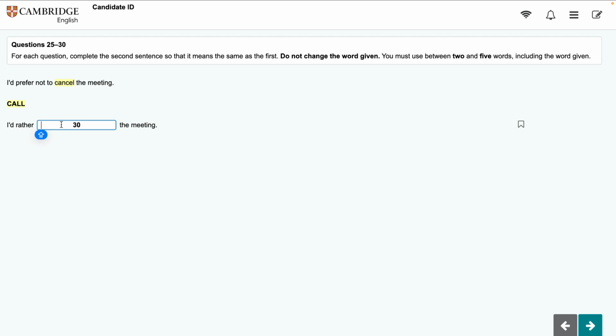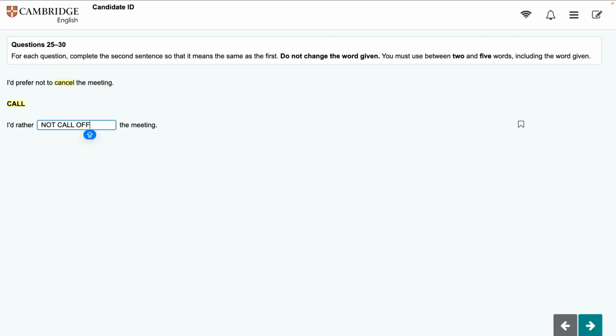I'd rather. And now, what do I use? Infinitive, gerund. I'm going to use the infinitive because this is one of the expressions that must be followed by the infinitive without the particle to. We know it. This is a fact. This is a grammar rule. I'd rather not. And then, what's the phrasal verb that means cancel? Call off, right? I'd rather not call off the meeting.